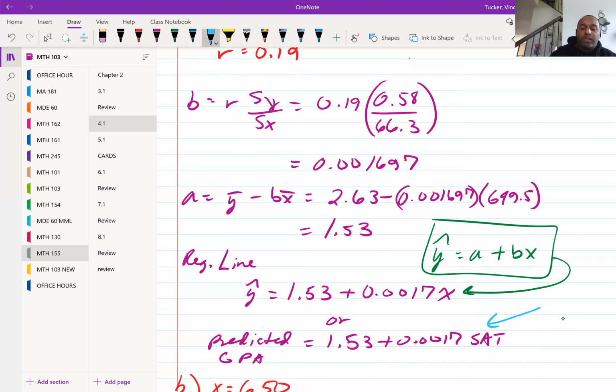Or they could set it up for you to write it this way: predicted GPA, because remember Y hat is going to be your predicted Y. Y was your GPA. So predicted GPA equals 1.53 plus 0.0017 times your SAT, which, remember, was your X. So either one of those ways would be acceptable. MATLAB will set you up as to how they want you to plug it in. They probably have boxes that you'll just type in the number, and you just got to put the number in the right spot.